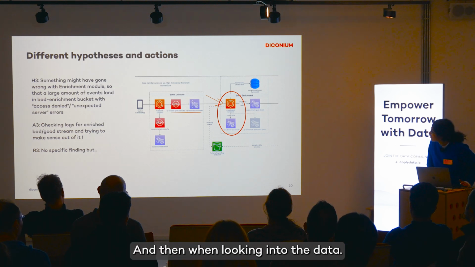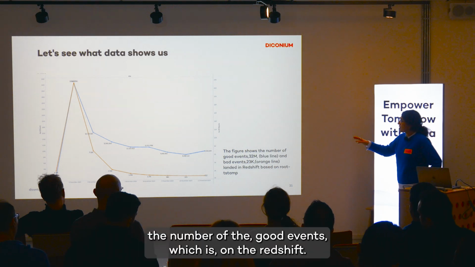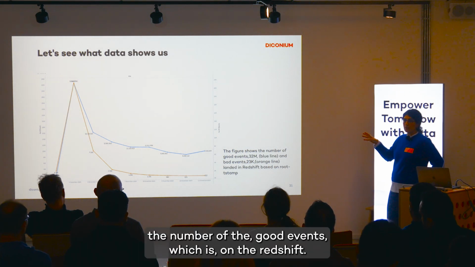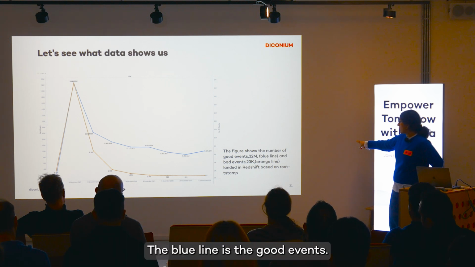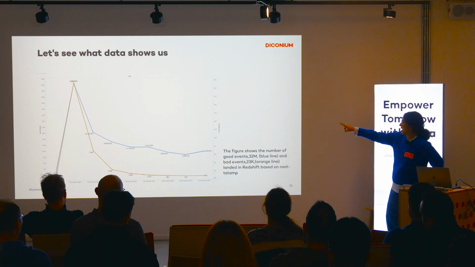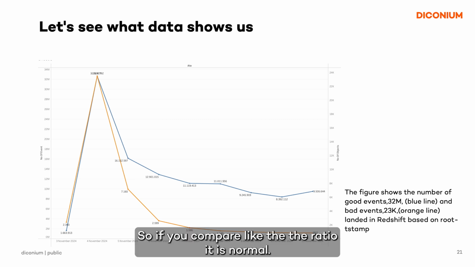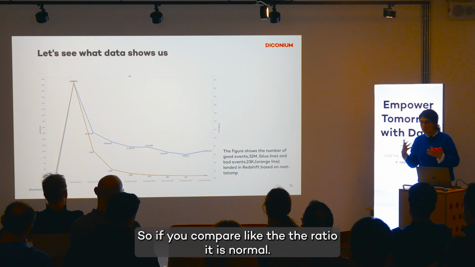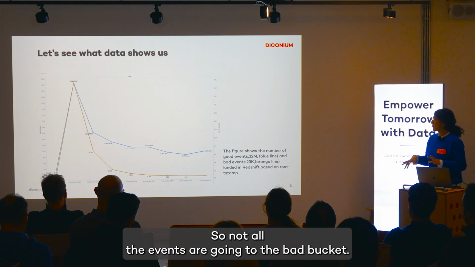And then when looking into the data, this figure shows the number of good events on Redshift. This table comes directly from Redshift. The blue line is the good events. On the 4th of November, we got 32 million good events, and the 23K orange line was the bad events. So if you compare the ratio, it is normal. Not all the events are going to the bad bucket.